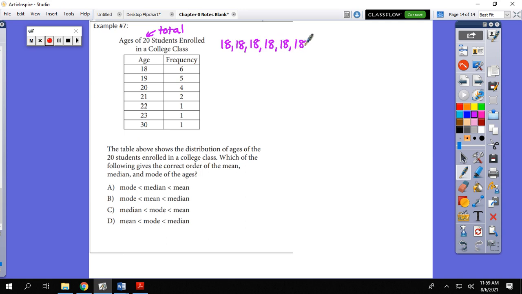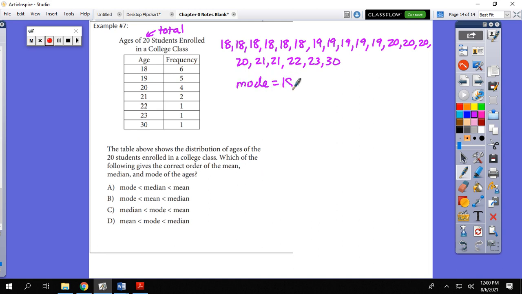And again, you do not have time on the SAT to write this out. You need to know that this is the data set that is being represented by that frequency table. Okay, that frequency table is representing the data set that I just wrote out. There are a total of 6 18s, 5 19s, 4 20s, 2 21s, 1 22, 1 23, and 1 30. So we sort of need to be able to compare the mean, the median, and the mode of those ages. Well, the mode should take 0 time to figure out. The mode is 18. It's the one that occurs the most frequently.